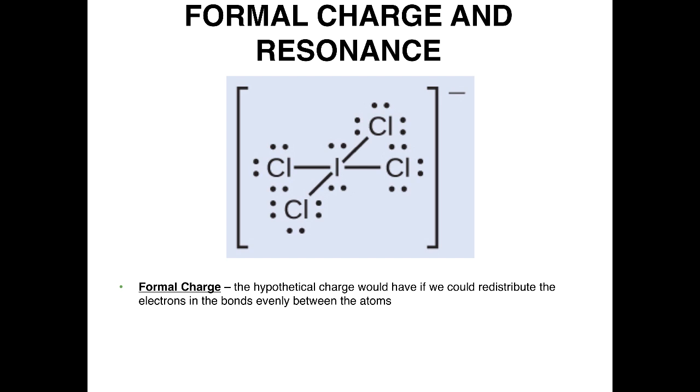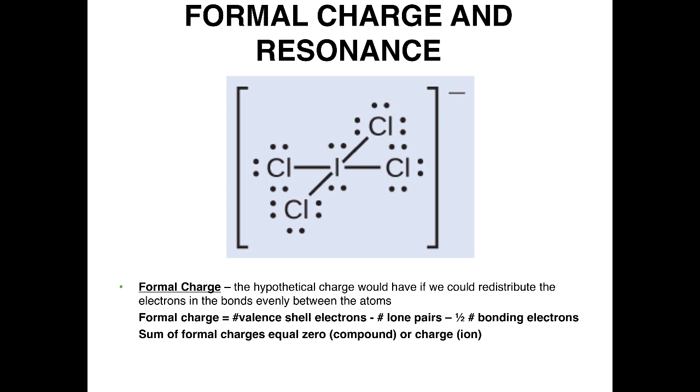The way you calculate a formal charge is as follows, and you calculate the formal charge on each atom. The formal charge is equal to the number of valence shell electrons minus the number of lone pairs minus 1/2 of the number of bonding electrons. And the sum of the formal charges of the entire molecule, if it's a compound, will equal 0, and it equals the charge of the ion if it's a polyatomic ion.